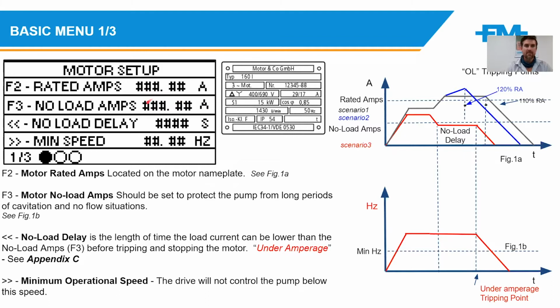Also, the no-load amps of the system can be entered in. You can find out the no-load amps by either running the pump without water and then reading the amps that it draws and then putting maybe 10 or 5% higher than that value into the no-load amps. And then no-load delay is obviously the time it would take once you're running underneath those amps for the system to trip out on a no-load error.